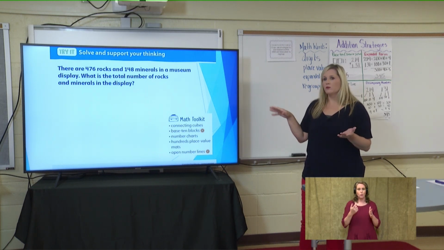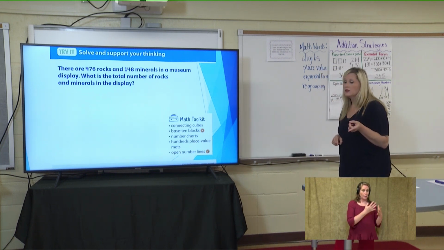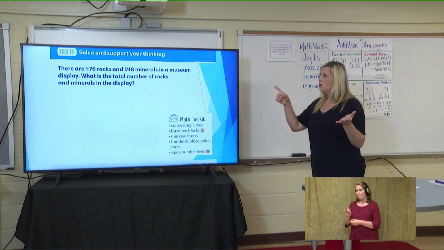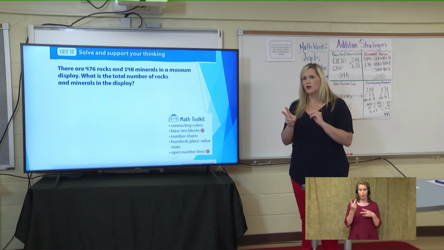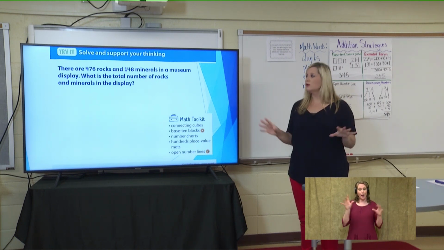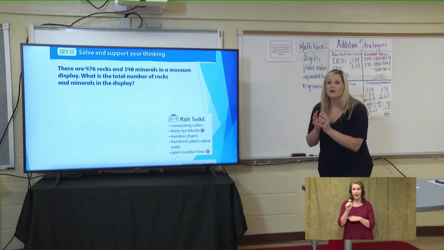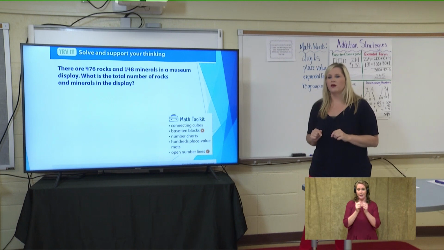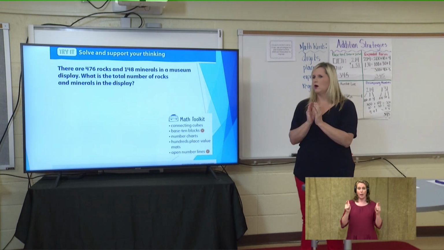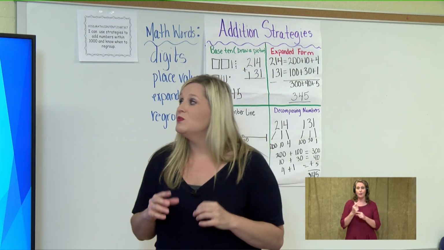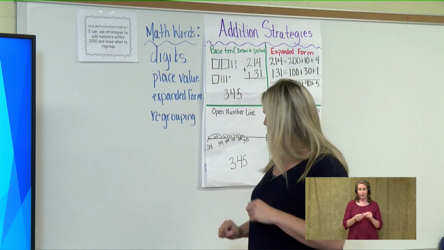So what do we know from looking at the problem? We know that there are 476 rocks, and how many minerals are there? 148. So what do we need to do with those two numbers to be able to find the total number of rocks and minerals in the display? That's right, we need to put those numbers together. And remember, we talked about the other day with addition. If you put numbers together, do you get a bigger number or do you get a smaller number? That's right, you will get a bigger number when you put those two numbers together. So let's write our two numbers down.